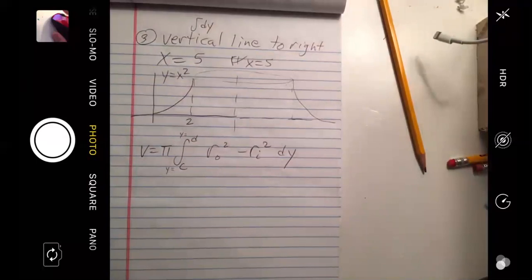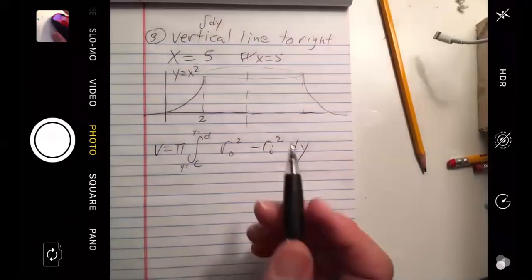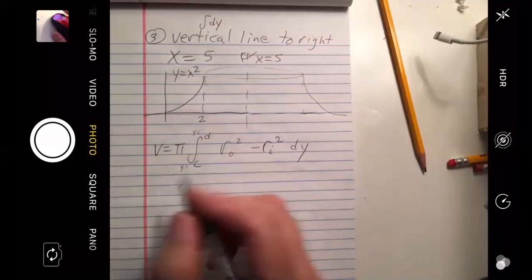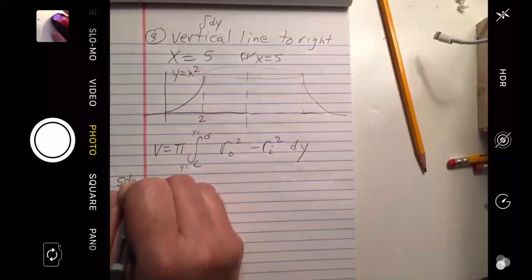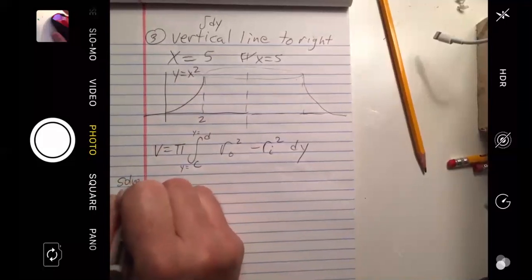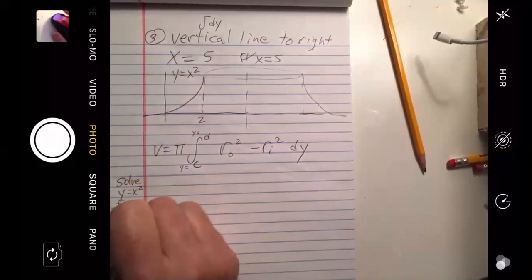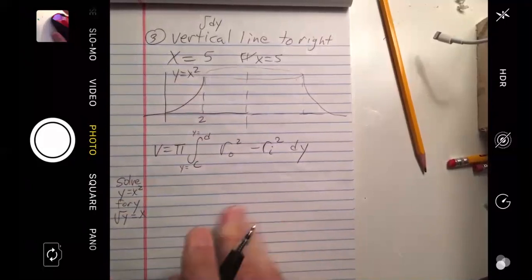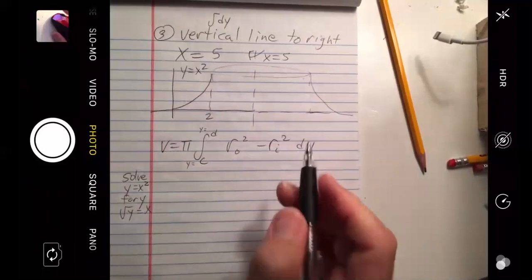Okay. First issue. You can't use this form. We've got to solve for y. Solve y equals x squared for x. Can you tell the square root of y will equal x? Okay, so that'll get things in terms of dy.